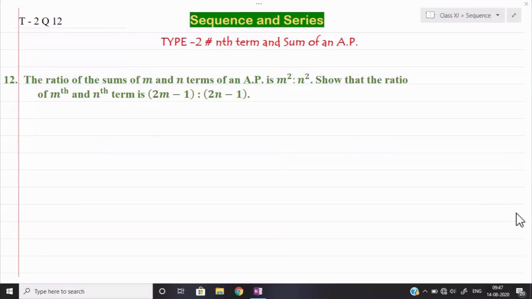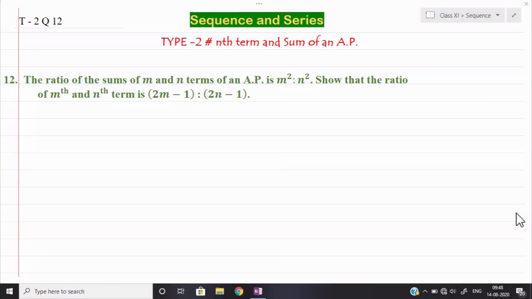What we have given: the ratio of the sum of m and n terms of an AP is m square ratio n square. Means we have given that one AP is given. In that one AP we have taken the sum up till two different terms. For example, suppose I have taken the sum up till 10 terms and up to 20 terms. So the ratio of that 10 term sum and 20 term sum is coming here m square upon n square.